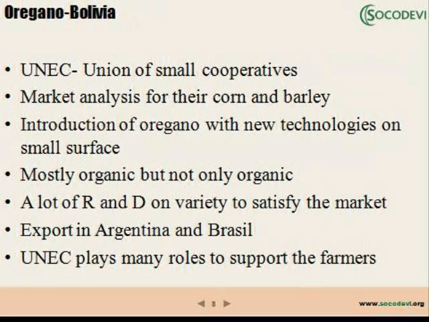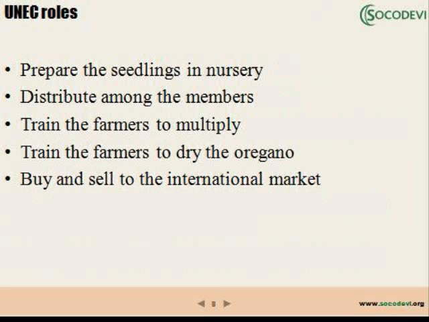In Bolivia, we have been supporting a union of small co-ops, more or less in the same way as in Guatemala, but in that case, it's producing oregano. Those people were used to growing corn, and they were very poor because the local market was not satisfactory for them. Now, producing oregano, they've diversified their sources of income, and the co-op has been able to export to Uruguay and Brazil. I made a mistake earlier, it's not Argentina. In that case, the co-op plays different roles, from preparing the seedlings to buying and selling on the international market. So, what have we learned?